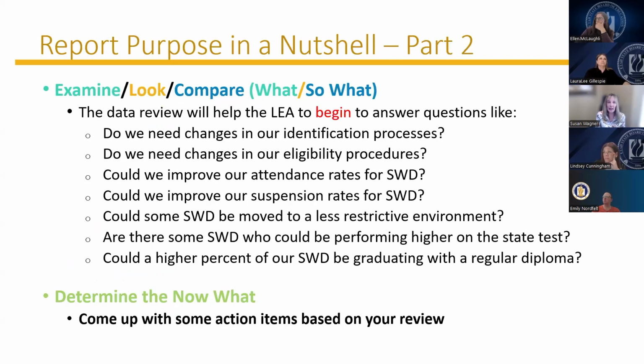So by examining, looking, and comparing, you will begin to answer questions like, do we need to change our identification processes? Do we need changes in our eligibility procedures? Could we improve our attendance rates or our suspension rates? Could some students with disabilities be moved to a less restrictive environment? Are there some students who could be performing higher on the state test? Or could some of our students be graduating with a regular diploma who currently aren't? So those are the types of questions we want you to start asking yourself based on the data.